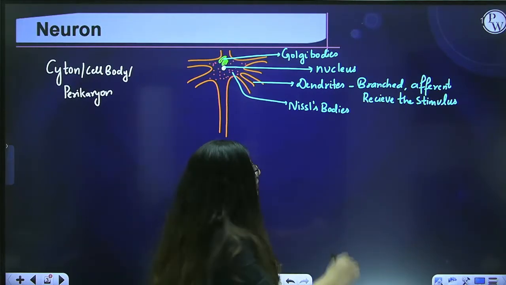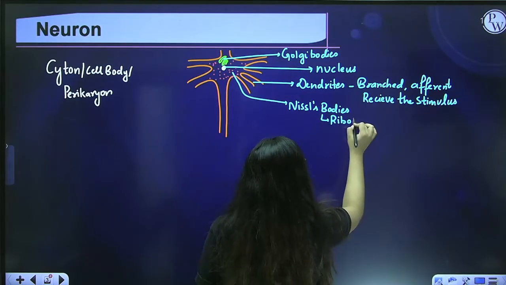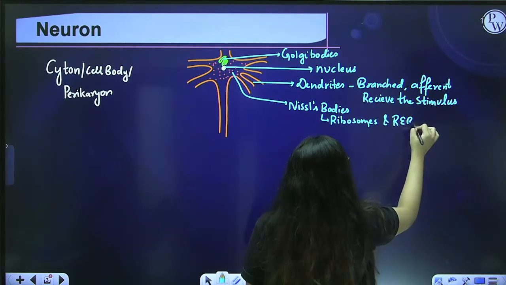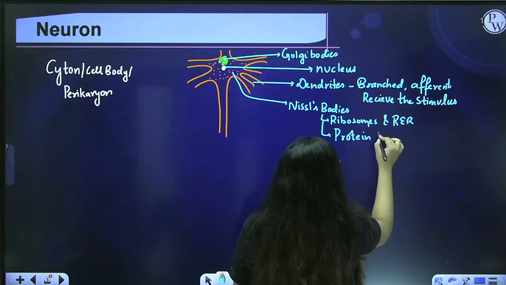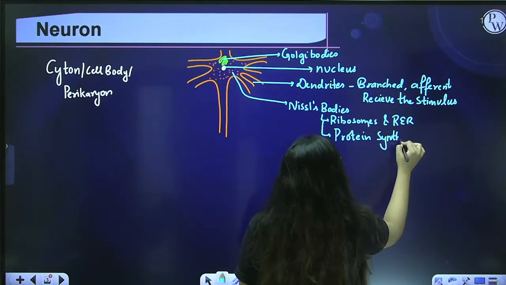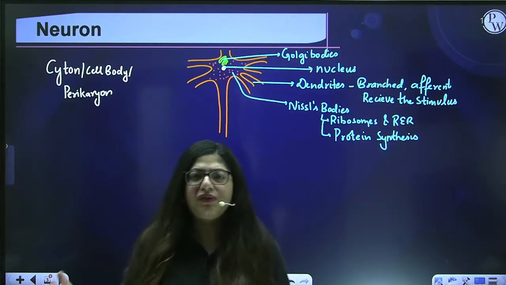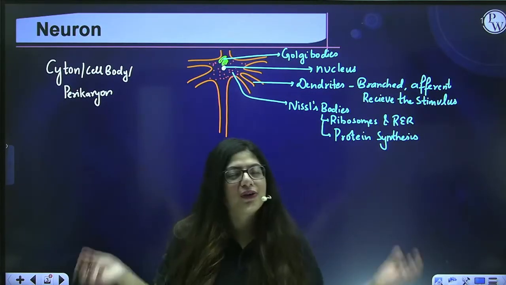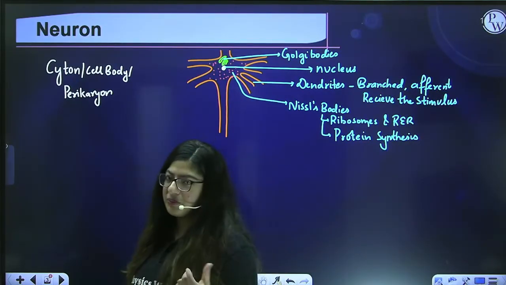So Nissl's bodies basically contain ribosomes and RER. What is RER? Rough endoplasmic reticulum. And they will help in protein synthesis. Wherever ribosomes are present, their main function is to help in protein synthesis. So without any doubt, if Nissl's bodies have ribosomes, what will they be doing? They will be producing protein.